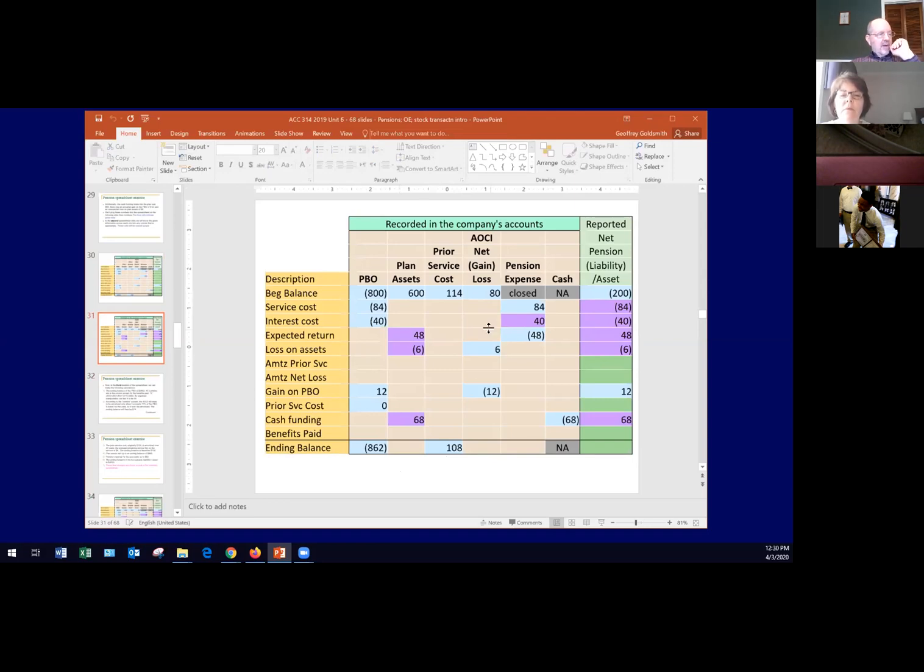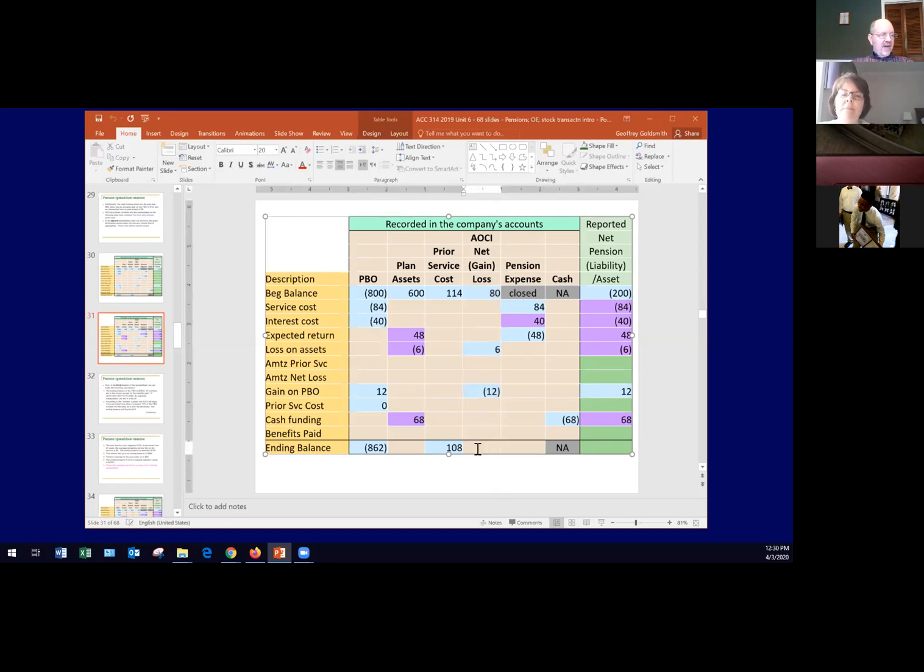Now, remember I was saying that these AOCI gains and losses should offset each other. The gains should balance off some of the losses, and in the long run, they should be canceling each other out for the most part. FASB said if that doesn't happen and the number in AOCI gets too big, then you have to amortize it and take dollars out of AOCI and record them as a loss or gain on the income statement.